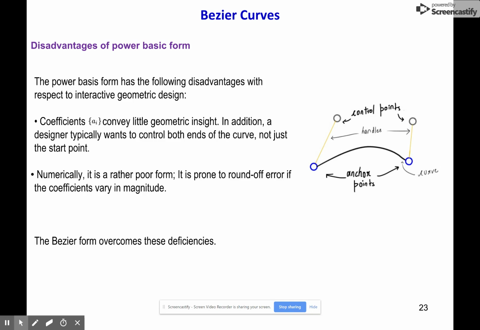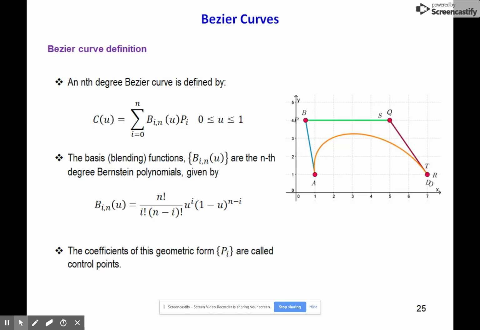And we have one more drawback: it is prone to round-off error when it comes to floating point. So Bezier curves overcome these deficiencies. So we'll see the Bezier representation. This is the basic general representation of any curve.